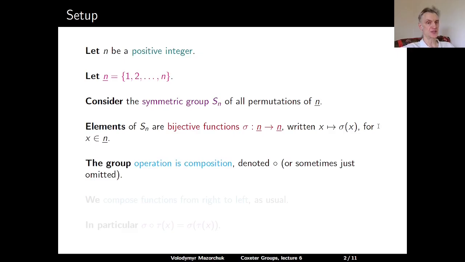The group operation is composition, which we denote by circle, or sometimes we simply omit it and write two elements of our group after each other, meaning the composition of these elements. Let us note that we compose functions from right to left. In particular, applying the composition of sigma after tau to an element x outputs the element sigma applied to tau of x.